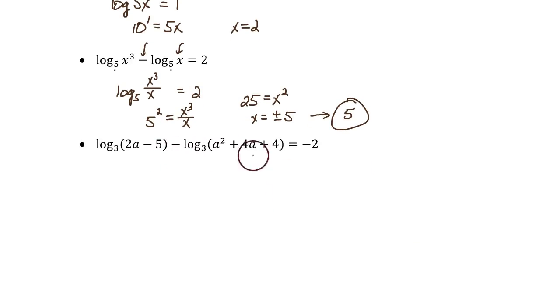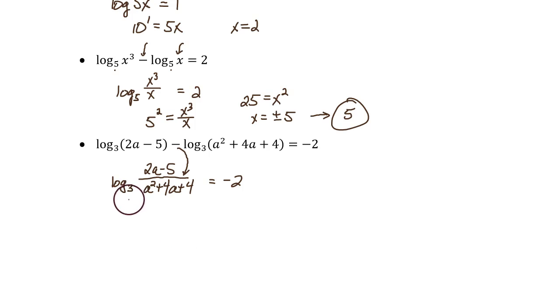Next example, we have an equation. Maybe this equation comes from some sort of science problem. And now we want to solve the equation for a. We need to condense it. We write log base 3 of 2a minus 5 over a squared plus 4a plus 4, and that's equal to negative 2. Whenever we're combining logarithms into a single logarithm expression, called condensing, a minus sign changes into division.